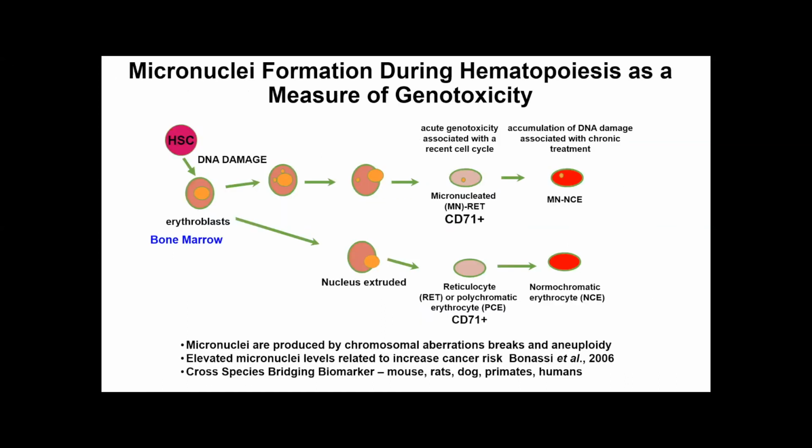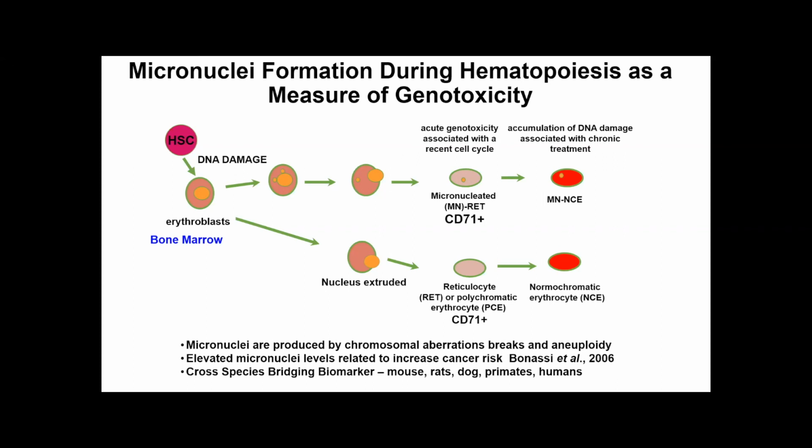So why do we look a day or 2 days after exposure for the micronucleus test, if you're measuring blood? Well, it has to do with the fact that the DNA damage that you're measuring occurs in the bone marrow. So in the bone marrow, there's a hematopoietic stem cell, and that cell sustains certain DNA damage. It forms erythroblasts, which are early red blood cells that contain nuclei.